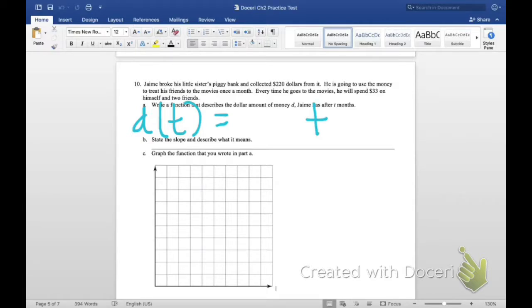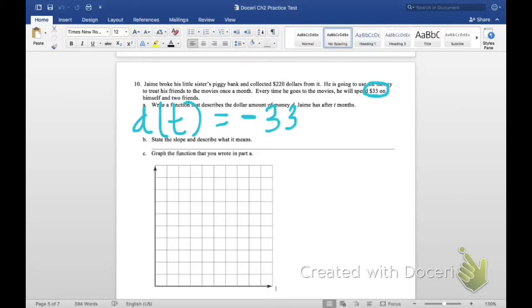Now, rate of change is simply what Jaime is spending every month, right? It's a constant rate of change. Every month he's going to spend $33. He's not going to spend more or less. It's going to be exactly the same every month. So because he's spending the same amount every month, we can call this our constant rate of change. It also means something, but we'll talk about that in a moment. So $33 is being spent. My constant rate of change for this problem is negative 33 because he's spending $33 every month.